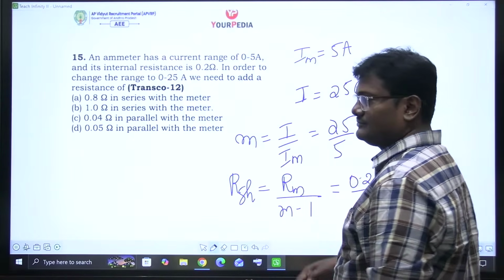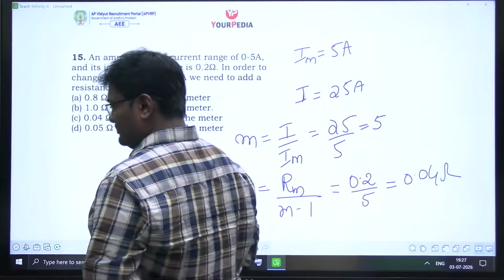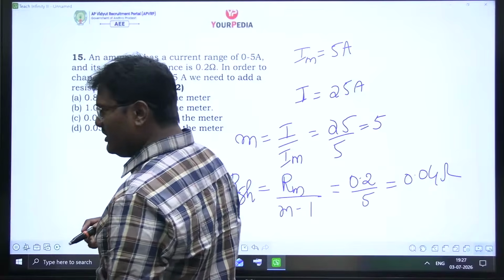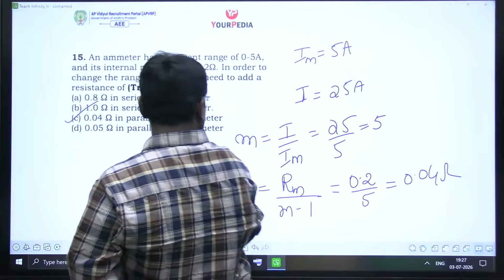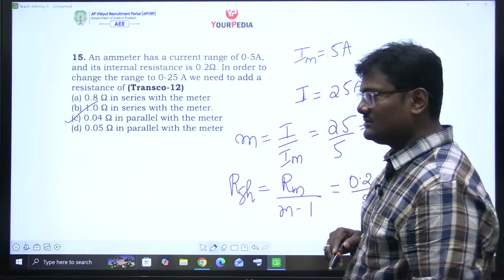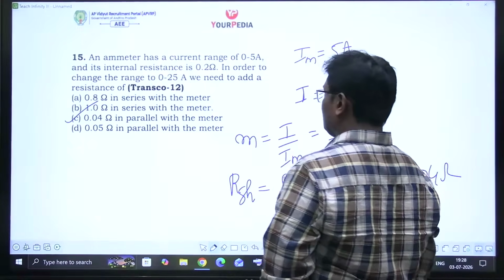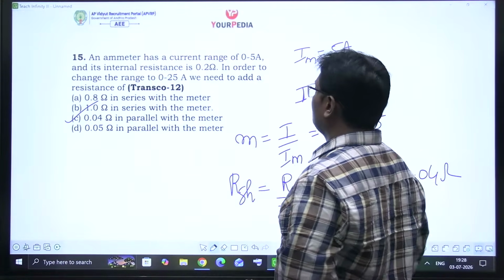0.04? Someone got option D. Option C is correct now, 0.04 is correct, in 0.04 ohms in parallel with the meter.